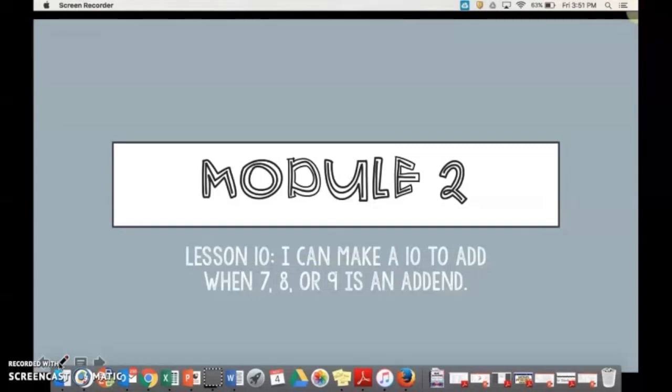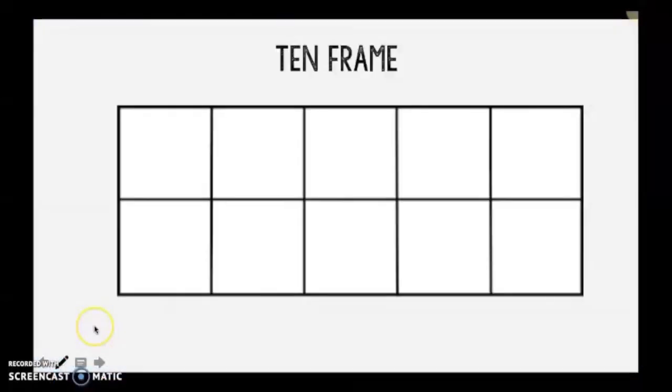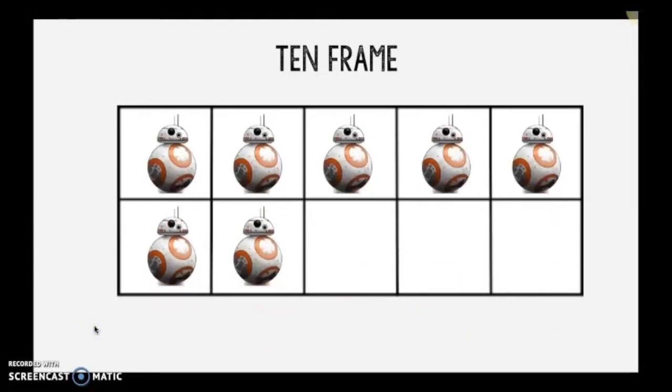All right, so today is Module 2, Lesson 10. Now last night, of course, I was thinking of my favorite math tool, the 10 frame. Friends, we know that this 10 frame has been naughty lately, but hopefully it will help us out. I'm going to go ahead and fill up my 10 frame so that I have 10 and it's nice and organized. Here I go.